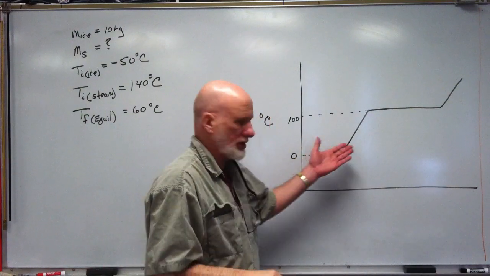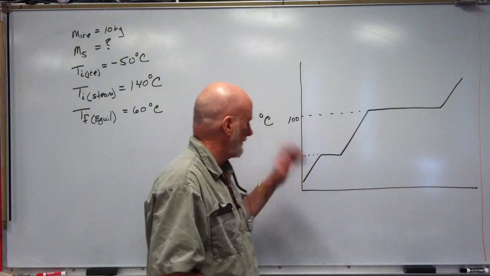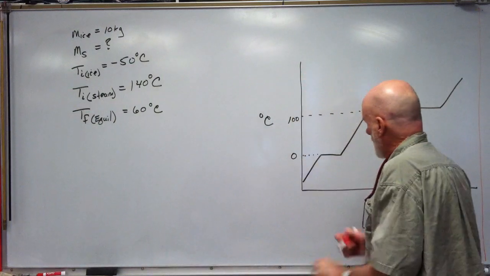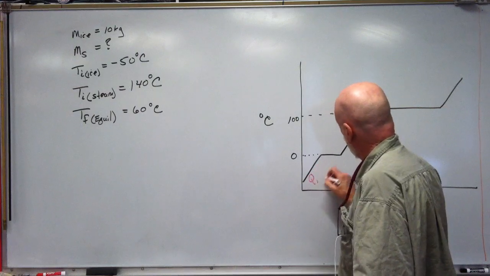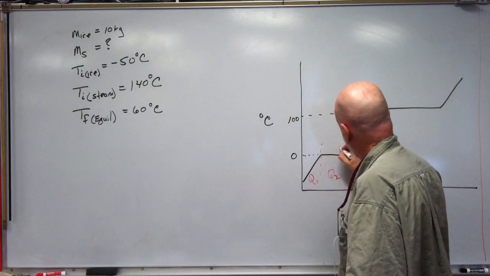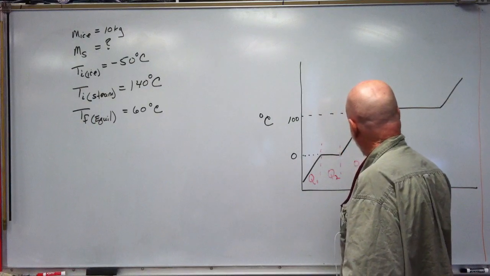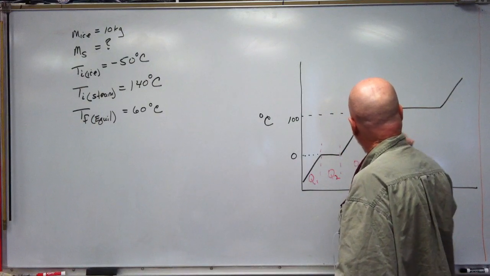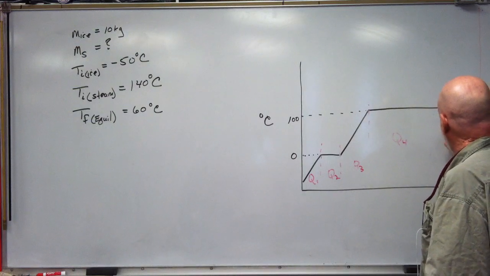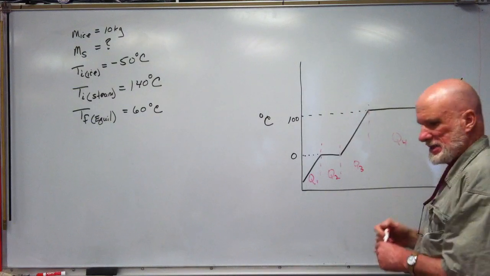Okay, now, this is the graph. You want to keep in mind, all right? So let's just know that this is Q1. This is Q2. This is Q3. This is Q4. That's Q5. Can you see that?